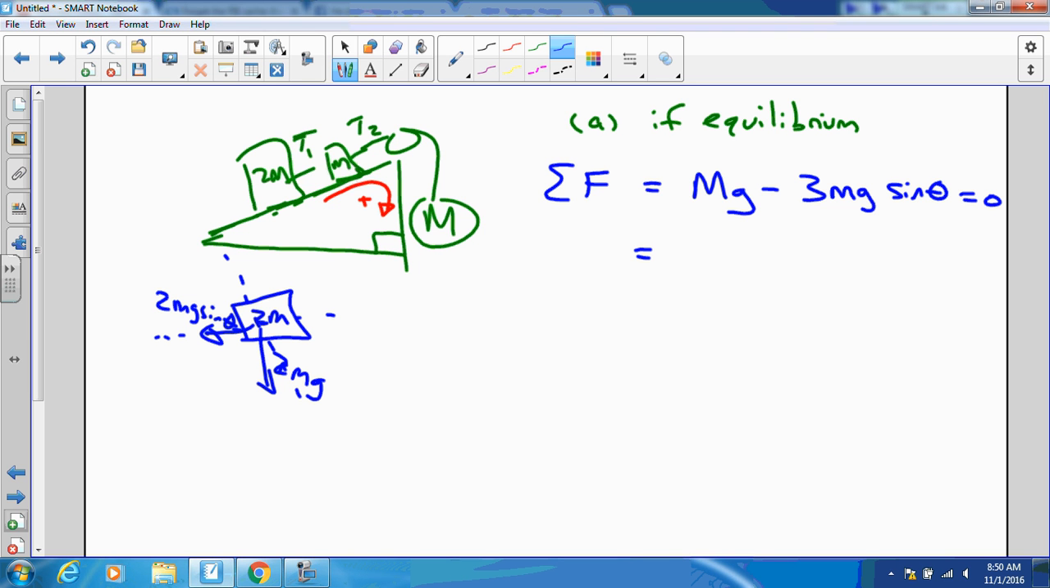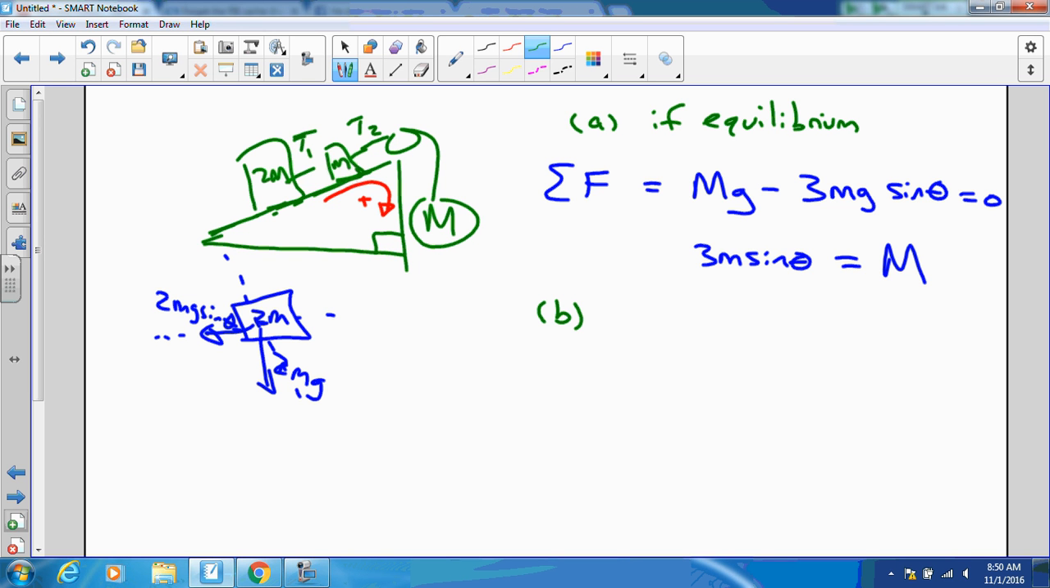And so what we get then is 3M sine theta is equal to n. Exactly. And then we can plug in numbers if you want. Now, in part B, we have acceleration. Or do we? That's part C. Part B is find the tensions in both ropes.